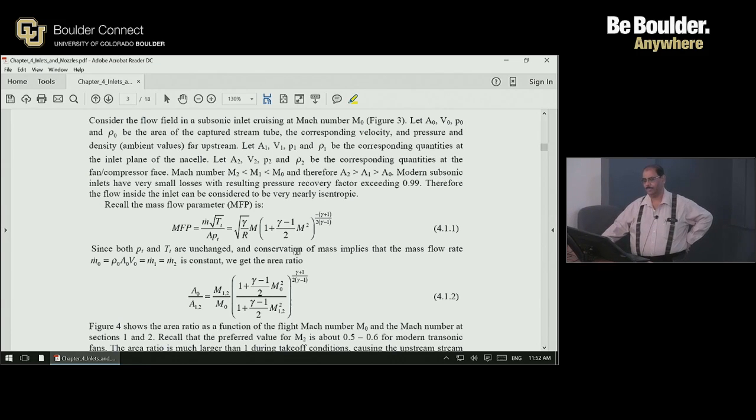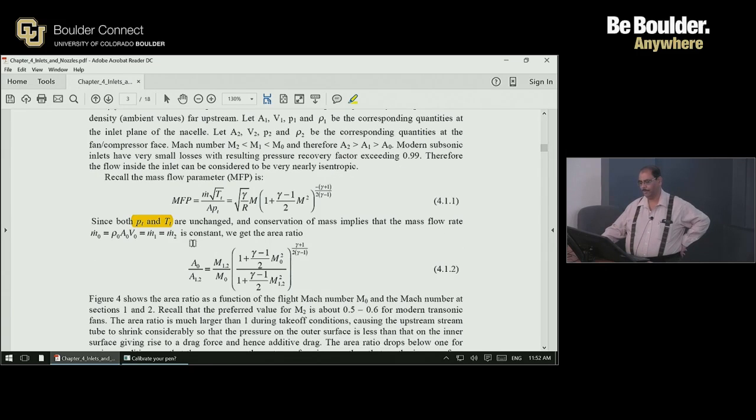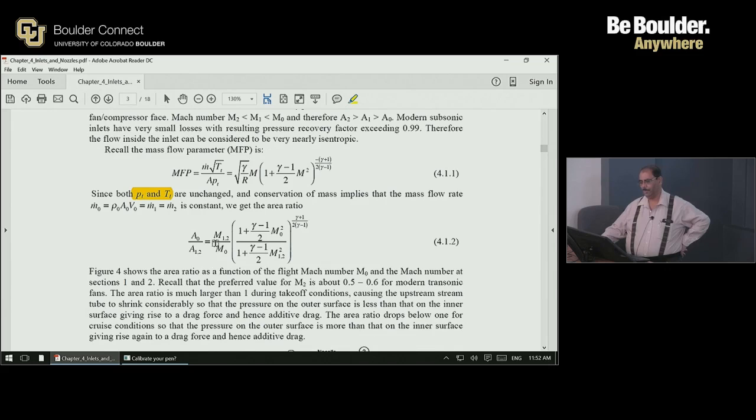Since in an isentropic flow both the stagnation pressure and the stagnation temperature are constant, because there are no losses and entropy is constant, if you apply the conservation of mass, you can show that the area ratio at two sections of the duct essentially depends on the two Mach numbers. So these two are important.